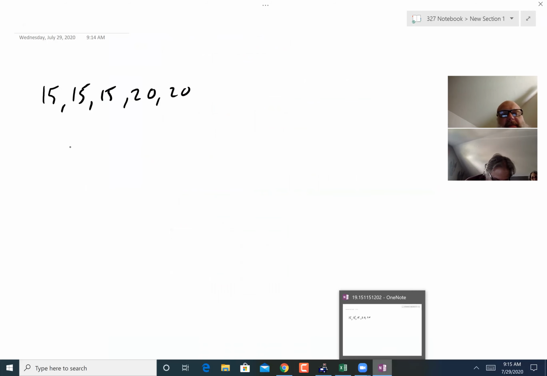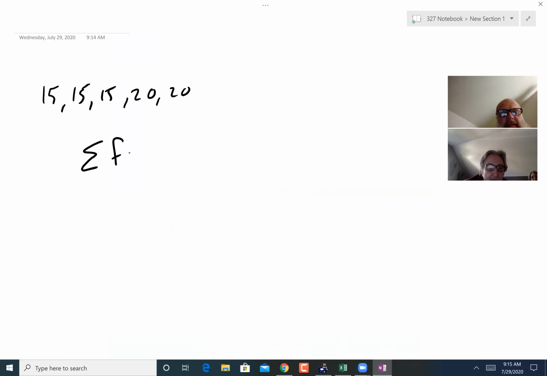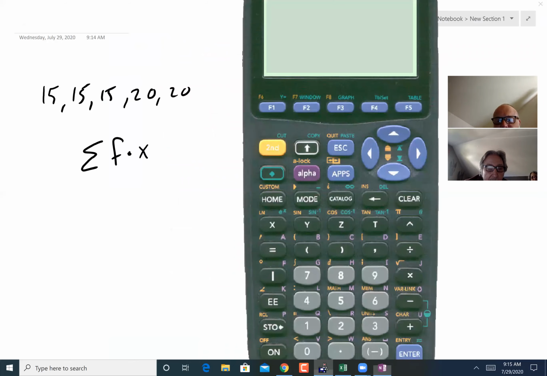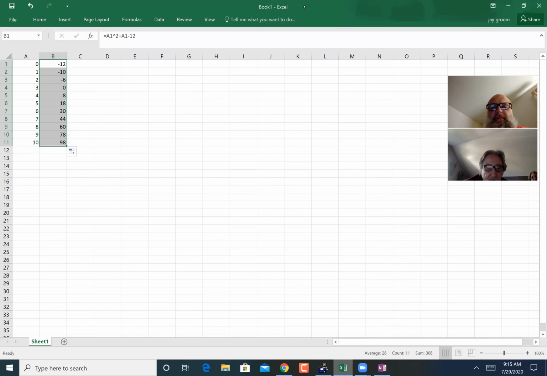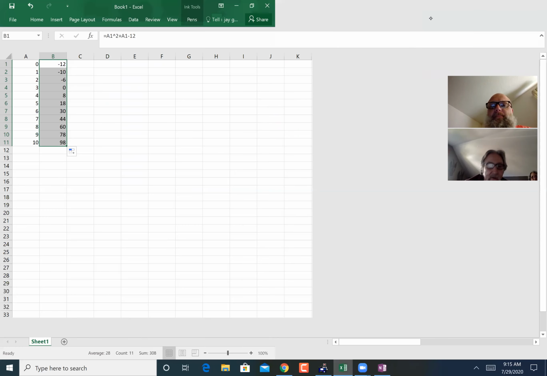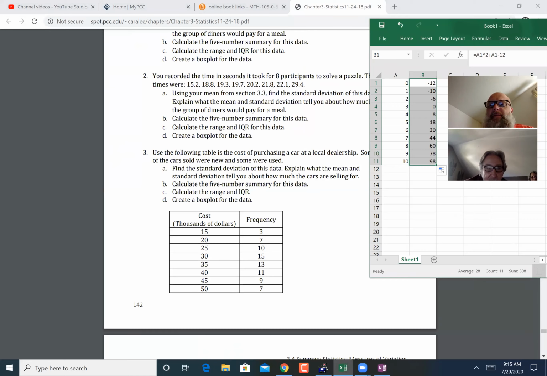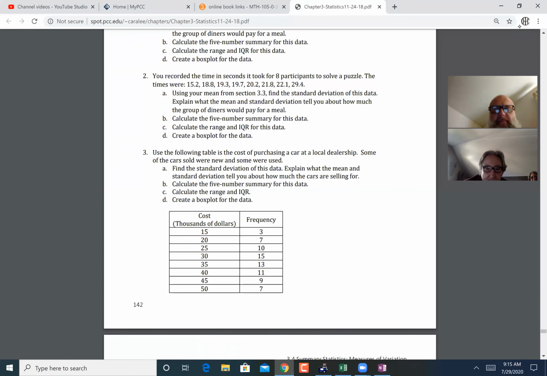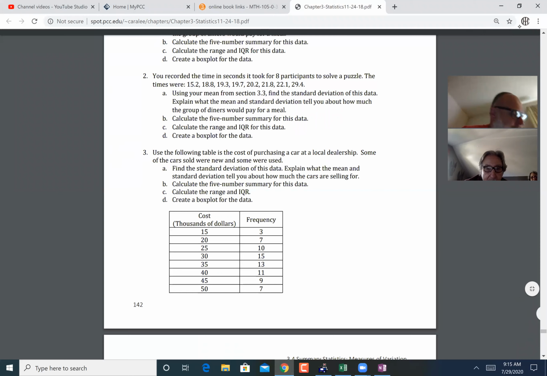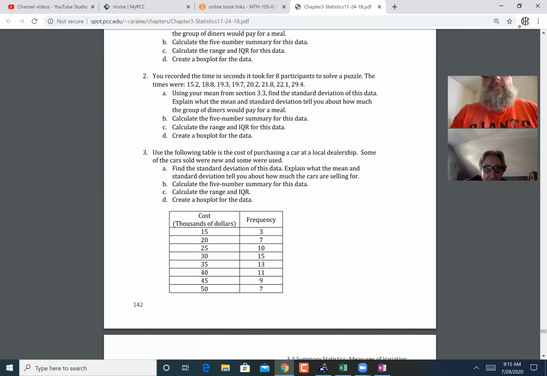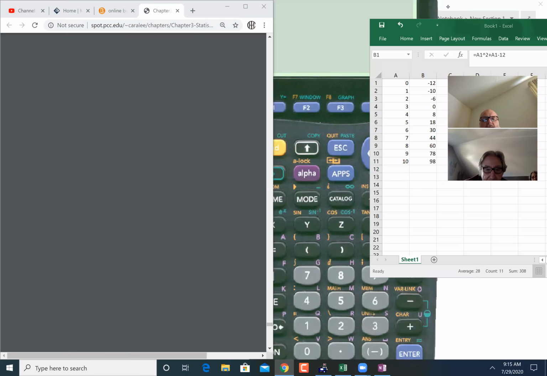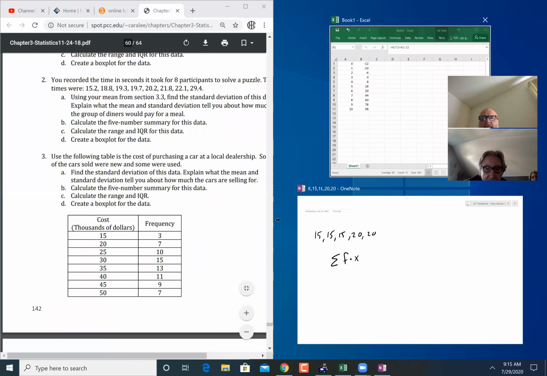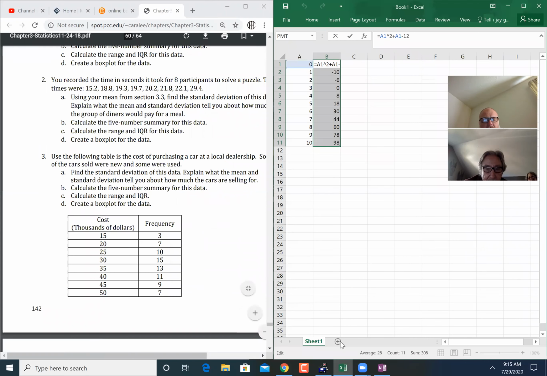So the way to do this is to take the sum of the frequencies times each of the values. I guess I'll do it in Excel. Why not? Let's shrink this. They go like 3 times 15. You can multiply them and make a third column.